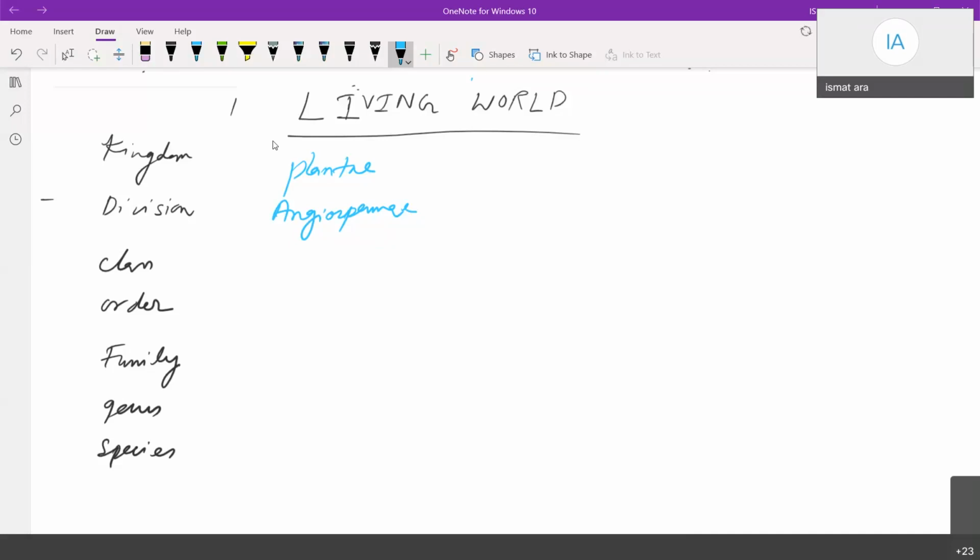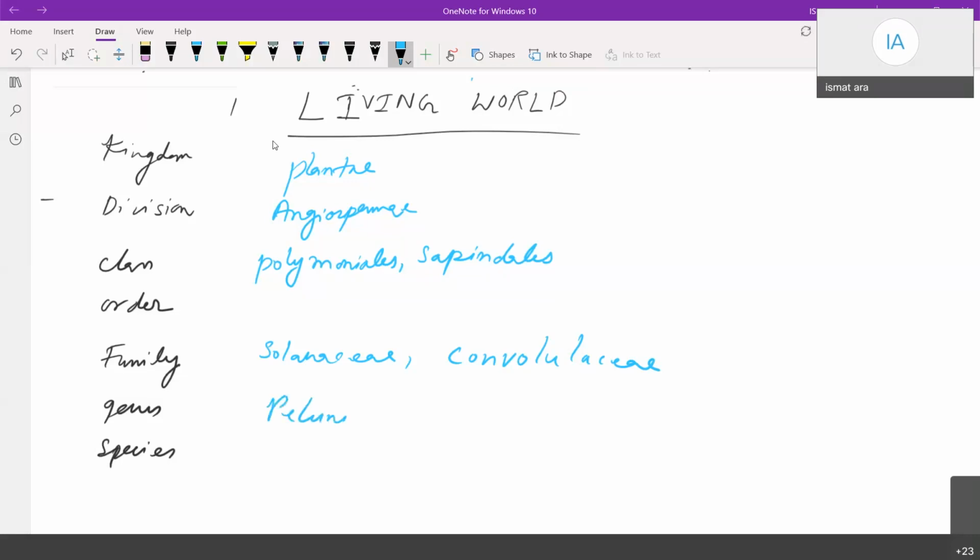class. Suppose I'm giving two classes, like Polypetalae and Sapindales. Then what about the family, students? Since I'll give you more examples, I'm not considering the order. Because the family: Solanaceae and Convolvulaceae. Now genus. Suppose I'm giving you the genus Petunia, Solanum, Datura.